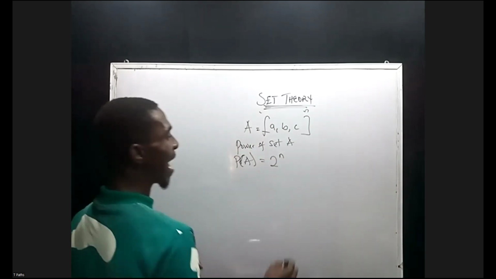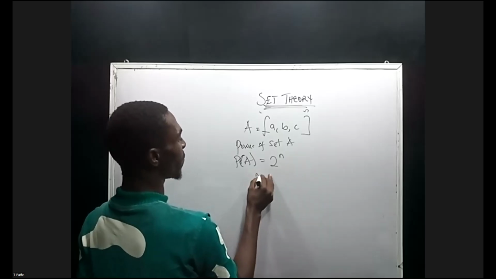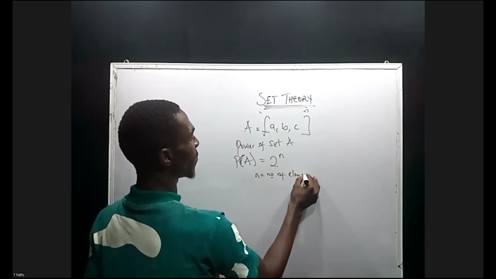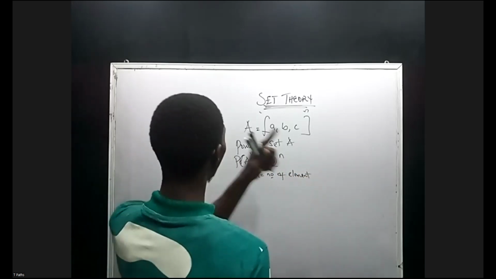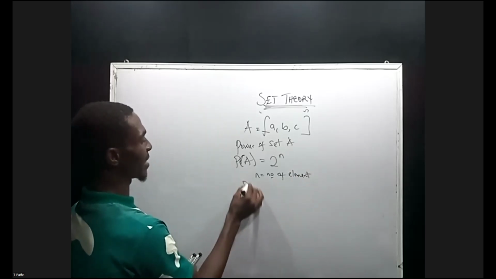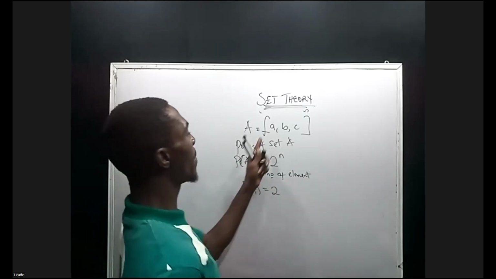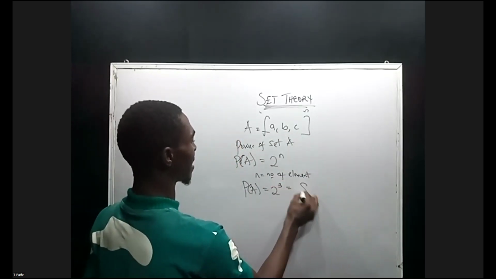Where n equals the number of elements. So since we are looking for the power of set A, we can say power of set A equals 2 raised to power, how many elements do we have here? We have just 3. So we have 2 raised to power 3, which is 8.